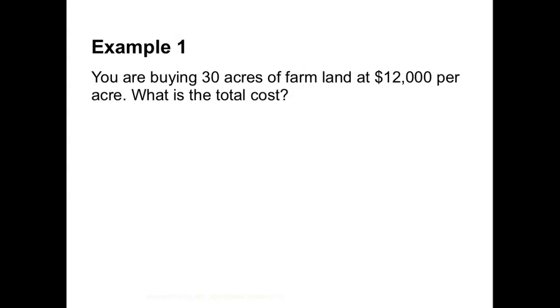So you're buying 30 acres of farmland for $12,000 per acre. What is the total cost? So right away I see that I expect my final answer to be just dollars. Total cost is just dollars. All right, so I want to work at using this information to be just left with dollars.